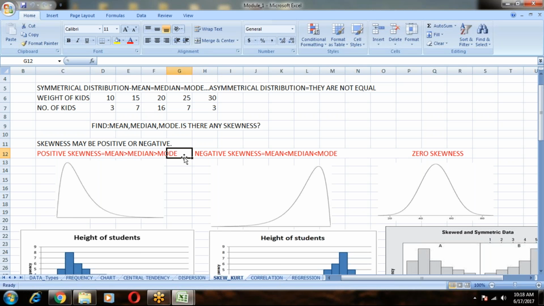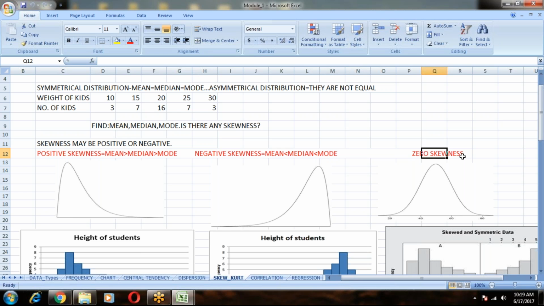Then you can say that the distribution is positively skewed. If you see that mean is taking the minimum value and mode is taking the highest value and median again is taking the middle position, then we are calling it negatively skewed. And zero skewness means when mean is equal to median is equal to mode. It's always better to get zero skewness.